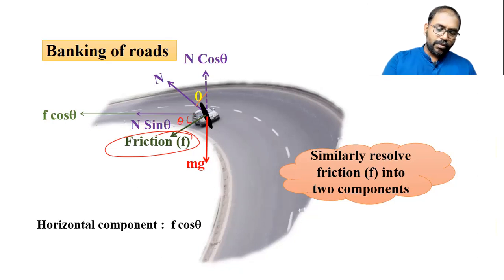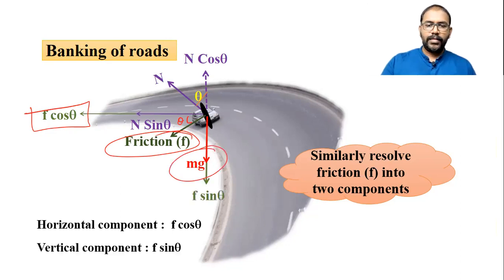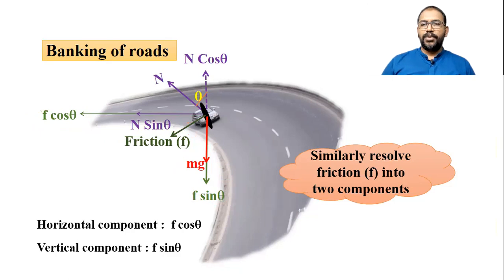Then this is the adjacent component and it is in cos, so f cos theta. And the other component, the opposite component, is in sine. So you can see f sin theta here. Try to understand this component diagram, because we have to use this diagram while deriving. Now let's see a derivation here.